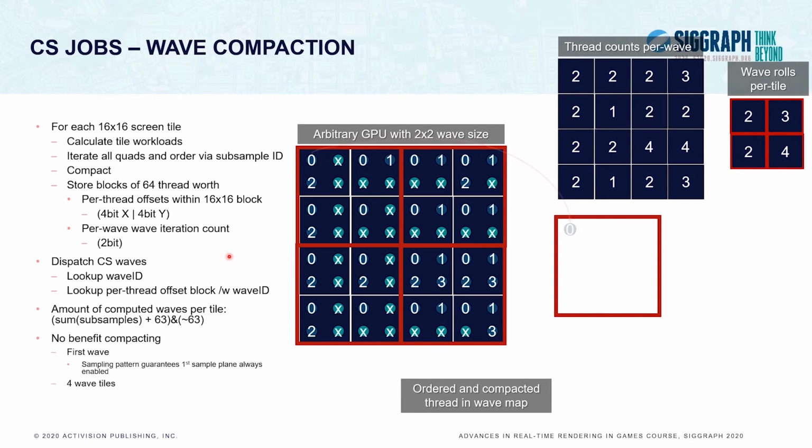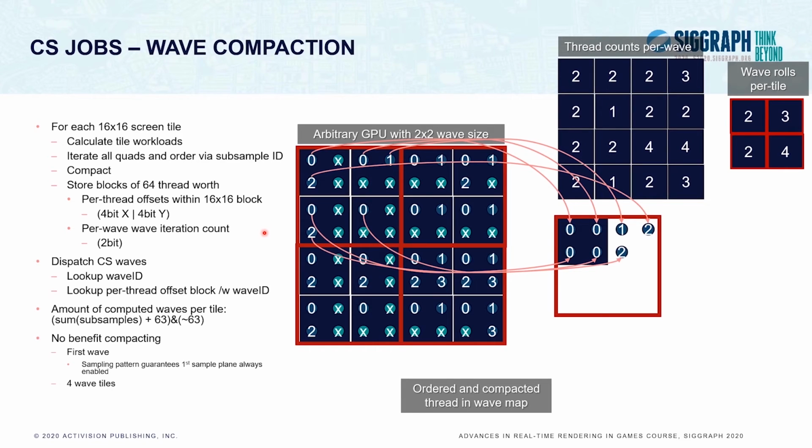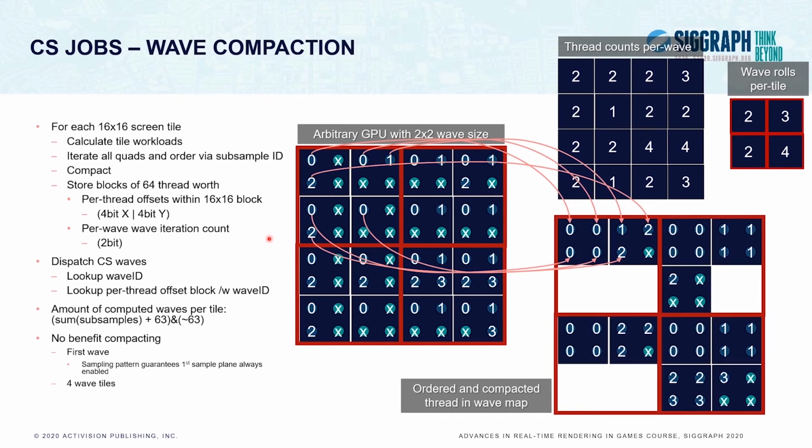So we basically try to get all the subsamples ordered and pack them tightly in waves. And packing them one by one, we end up with ordered planes corresponding to each of the original plane in a new wavefront setup. We'll basically need to store blocks of 64 thread worth per thread offsets within each 16 by 16 block. This can be trivially encoded by 4-bit X and 4-bit Y coordinates, and per wave iteration count in 2 bits. Then we would have to dispatch compute shader waves, and they would have to look up their wave ID and look up per thread offset blocks with wave ID.